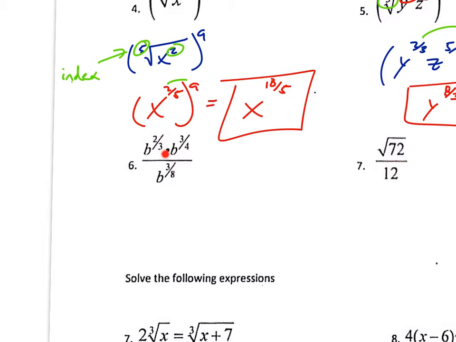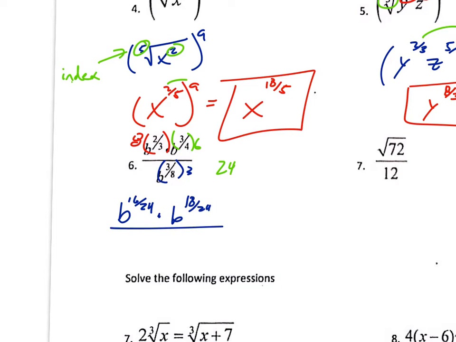So if you think about your 3, your 4, and your 8, the common denominator between all of them is going to be 24. And in order to turn those into 24, my 2/3 is going to have to be multiplied by 8, because 8 times 3 gives me the 24. My 3/4 is going to have to be multiplied by 6, and my 3/8 down here is going to be multiplied by 3. So let's rewrite this whole equation, and we'll have b to the 16/24 times b to the 18/24 all over b to the 9/24.